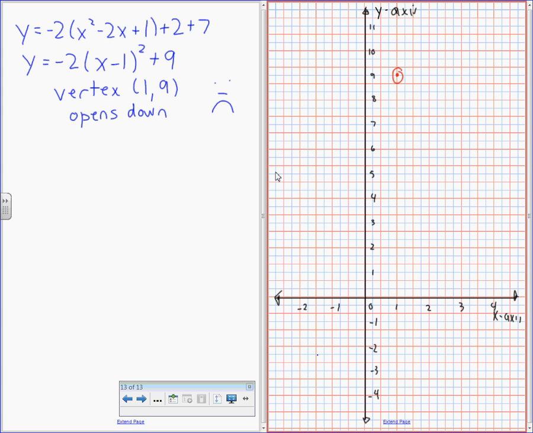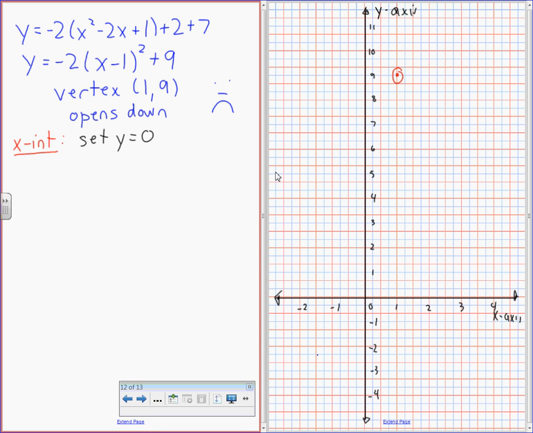Quinn, what would you like to find next? The x-intercepts or the y-intercept? Sounds good. And you're not done yet. How do you find the x-intercepts? So it's going to be 0 equals, what's the equation? Negative 2x squared plus 4x plus 7. All right. So confirm for me. That's correct.